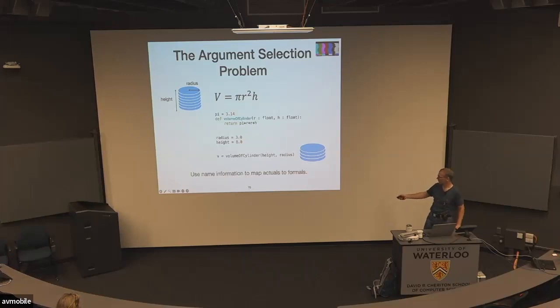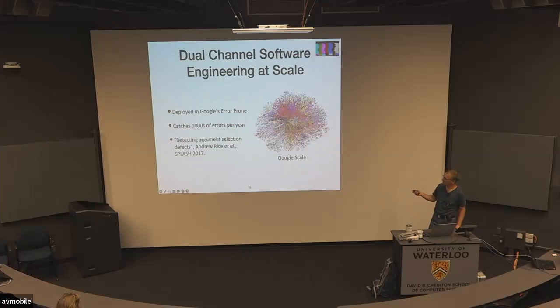And we can use the name information in the natural language channel to map actuals to formals. This was done by Andrew Rice et al. and deployed in Google's Error Prone, where it continues to be used. It catches thousands of errors per year. This is where it was published.